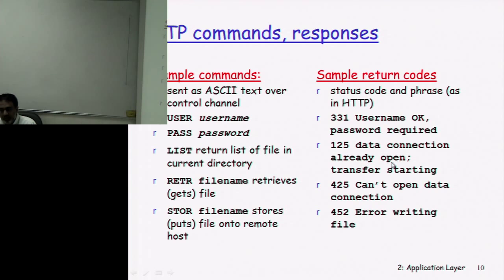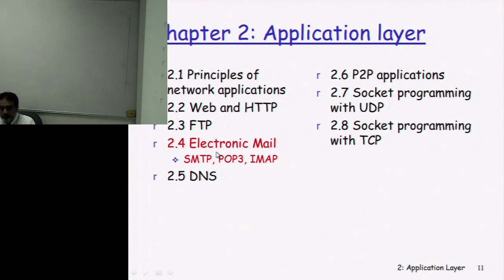125, data connection already open. This code means the data connection is already open. You can start transferring the file. 425, can't open data connection. It cannot open the data connection. There is some error, might be the server is down or the password is not correct. Okay. 452, error writing file. There is some error in writing the file. These are the sample codes.